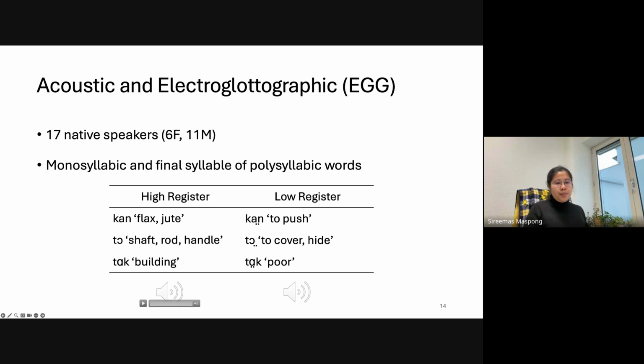Here is an example. I don't know if I can play it. I'll play one. This is an example of the stimuli that we have. I don't know if you can hear it, but that's the high register. Okay. And we have the low register. I can send it to you if you want to hear it later after this.